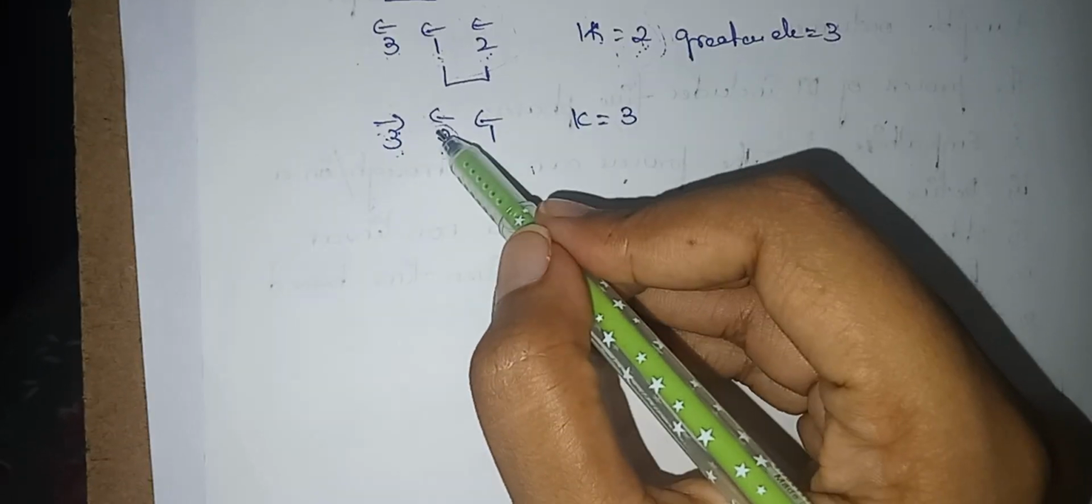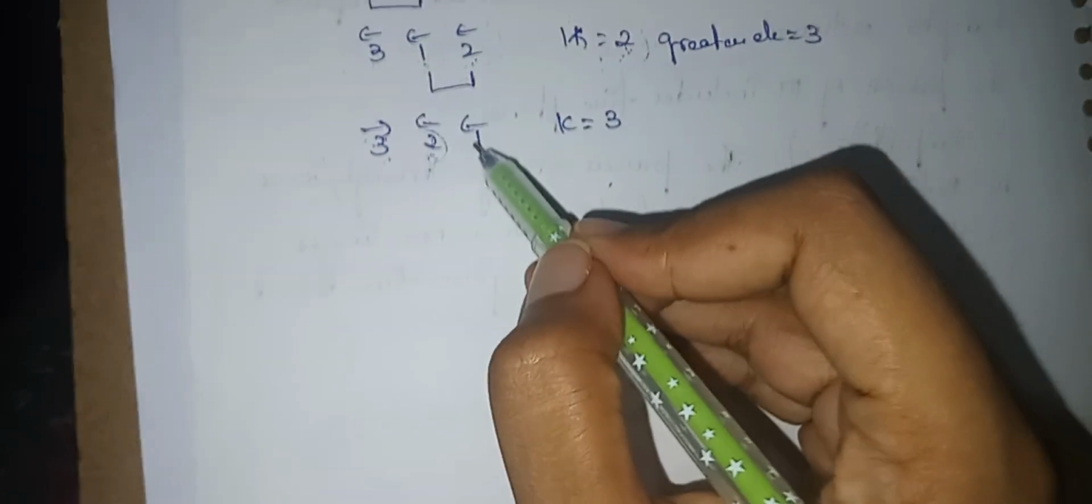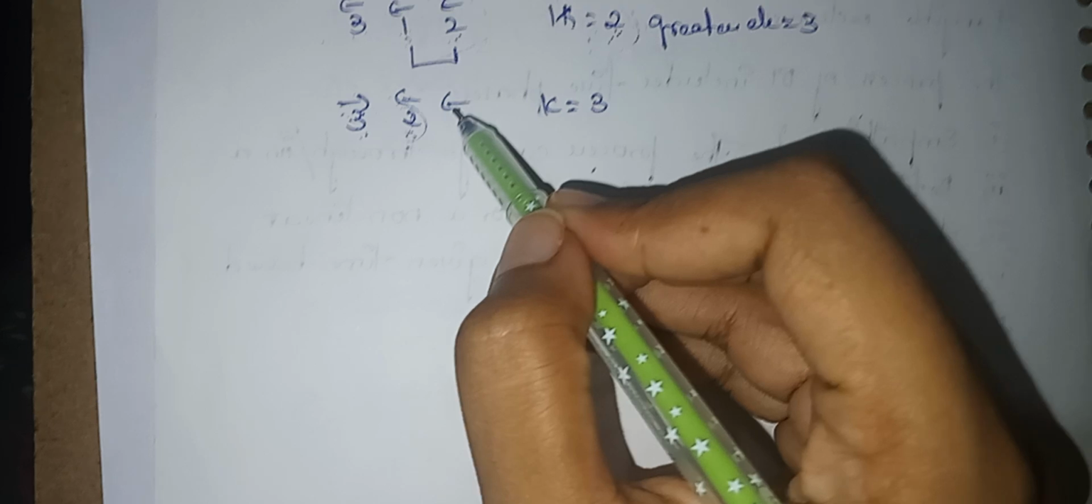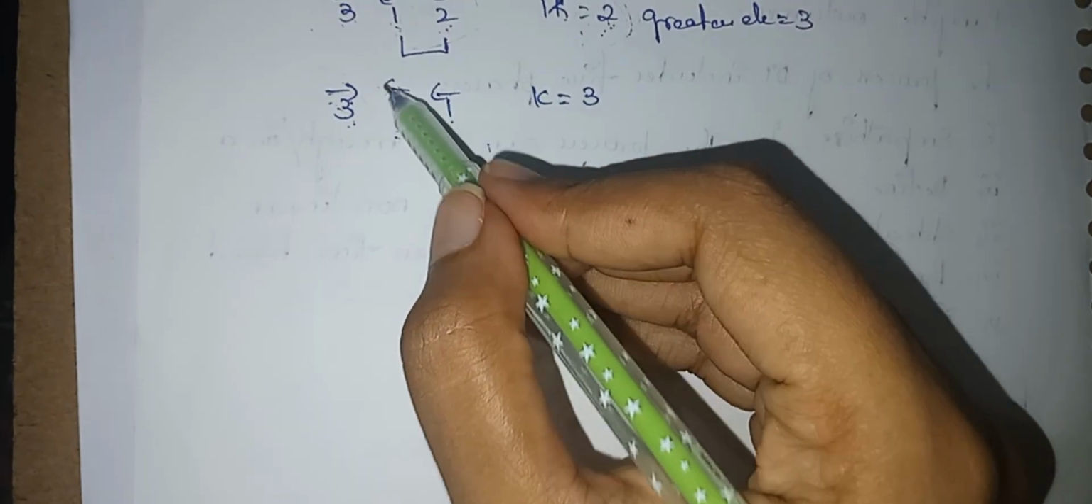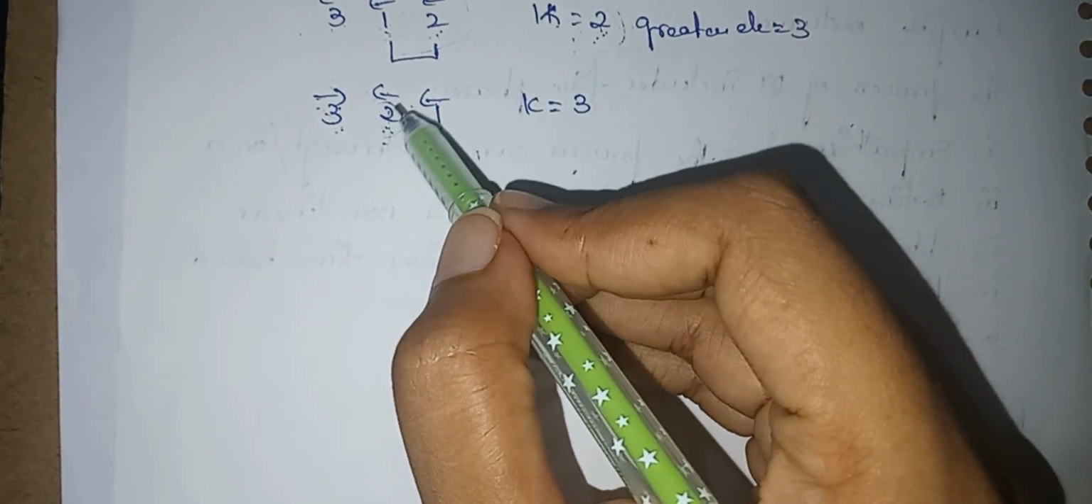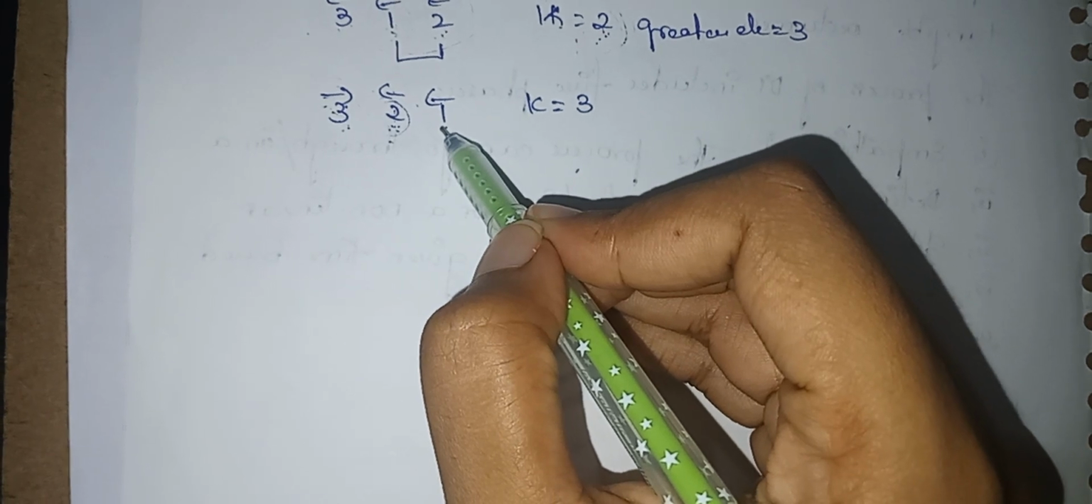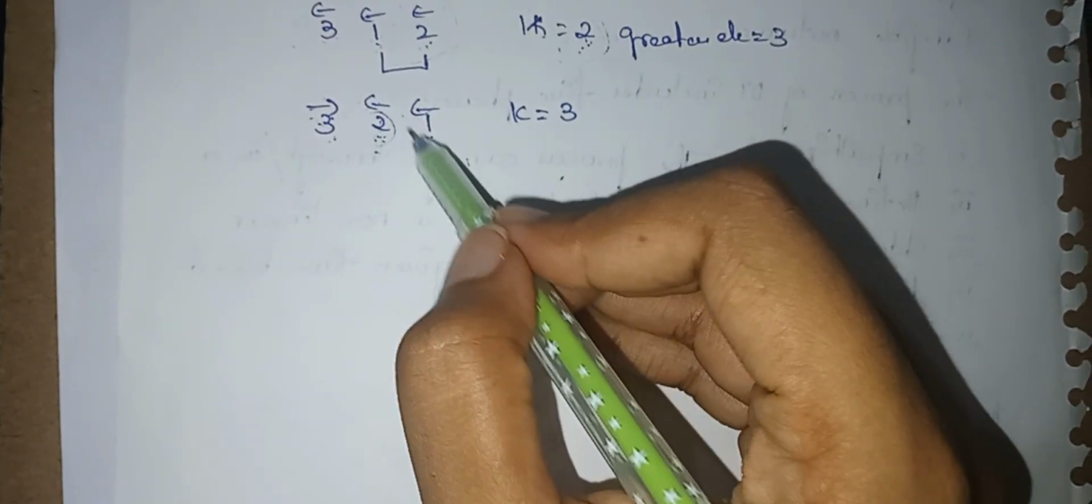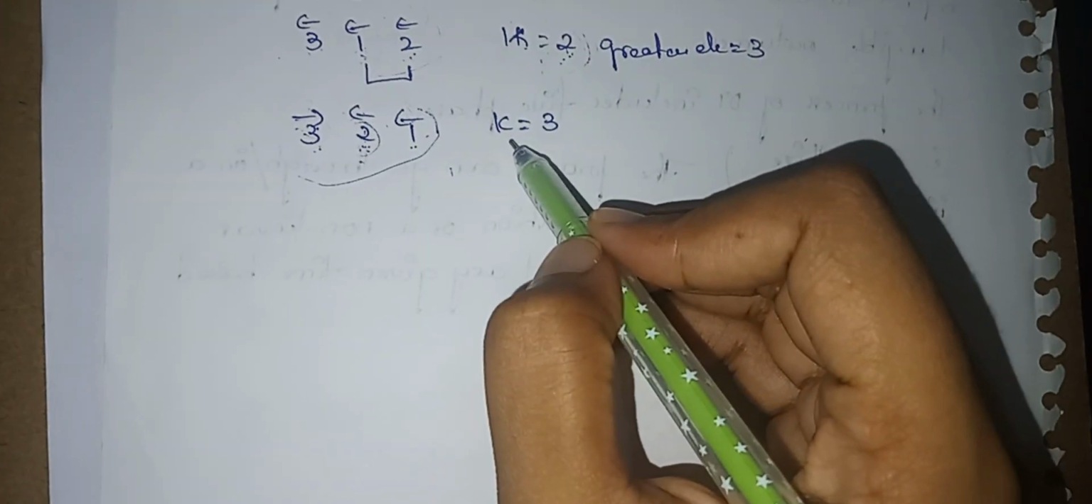Therefore, 2 doesn't become a mobile element. Now, moving on to the next element, 1. In the pointing direction of 1, there is an adjacent element 2 which is greater than the current element. Therefore, even 1 cannot be the mobile element. So, for this new permutation, what is the current mobile element?